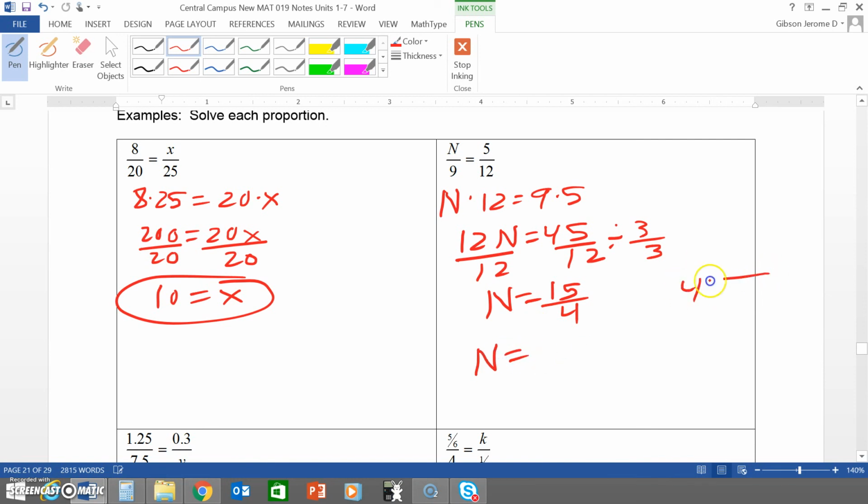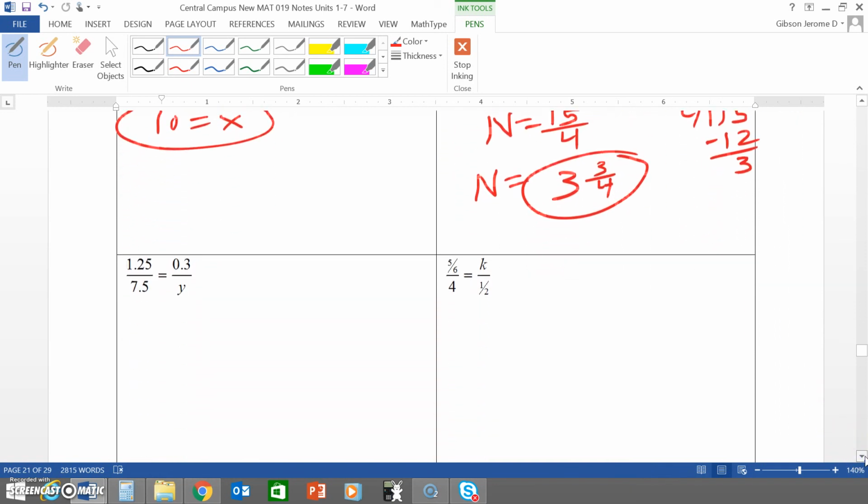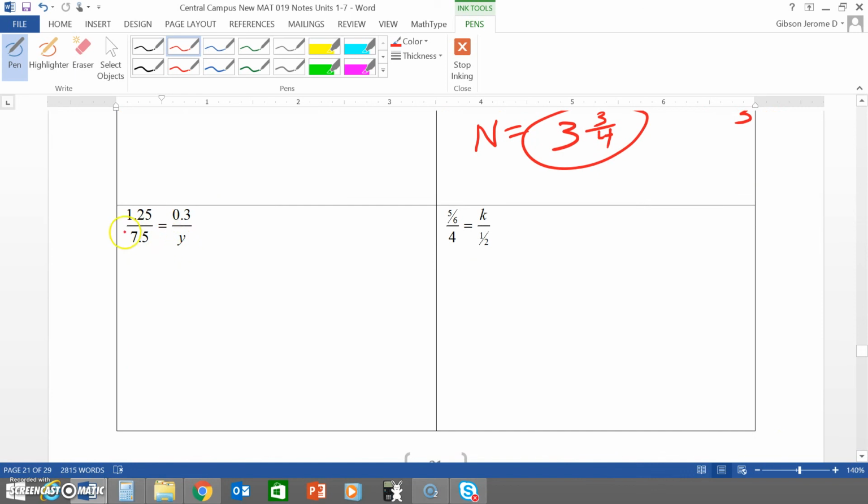We can go off to the side and take 4 and the 15. It goes 3 times, and we have a remainder of 3. So our final answer would be 3 3/4. Or you could have left it as 15 over 4. Now we come here to this next proportion.